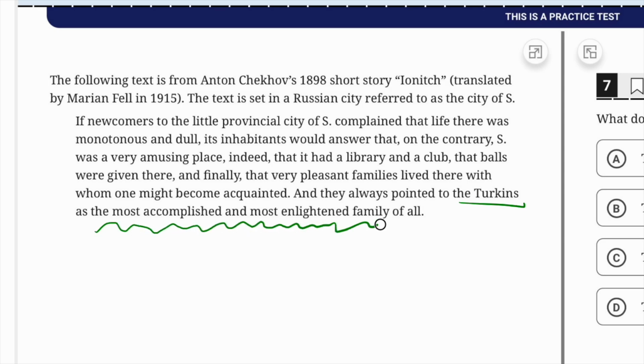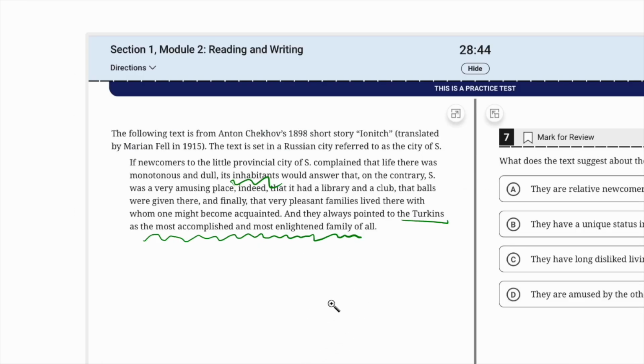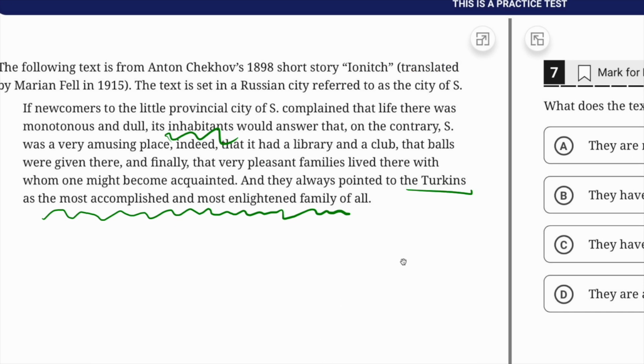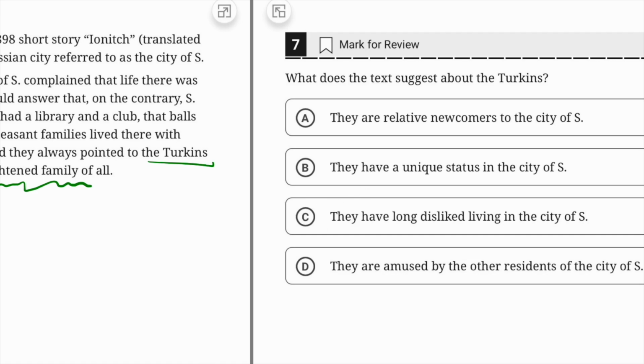Okay, what is true about the Turkins? They are the most accomplished and enlightened family of all, according to inhabitants of S. So it doesn't mean they are literally the most accomplished and enlightened family in the entire world, just that they were thought of that way by the residents of this city. So no, they are not relative newcomers. They have a unique status.